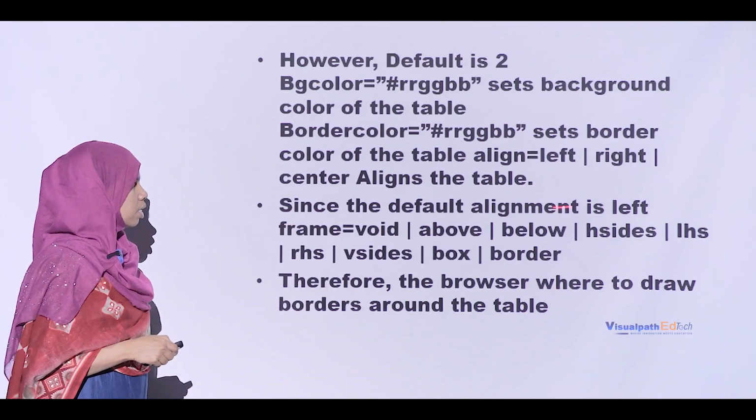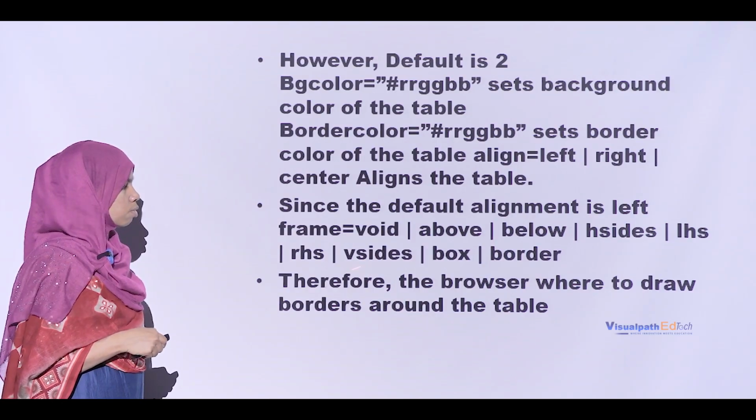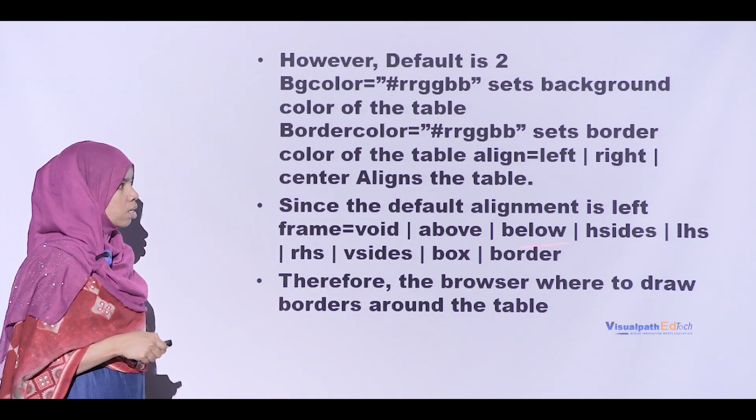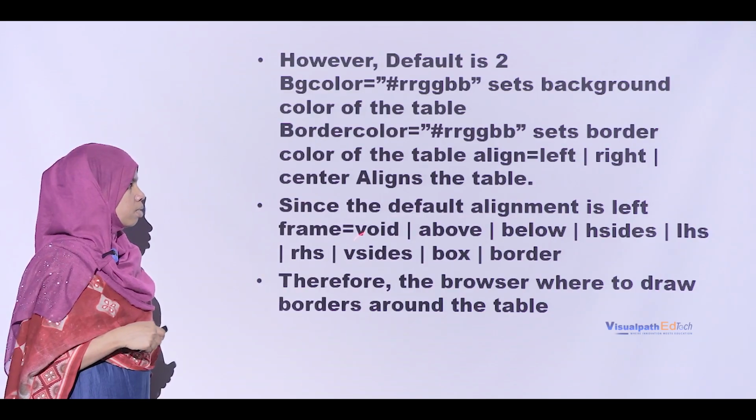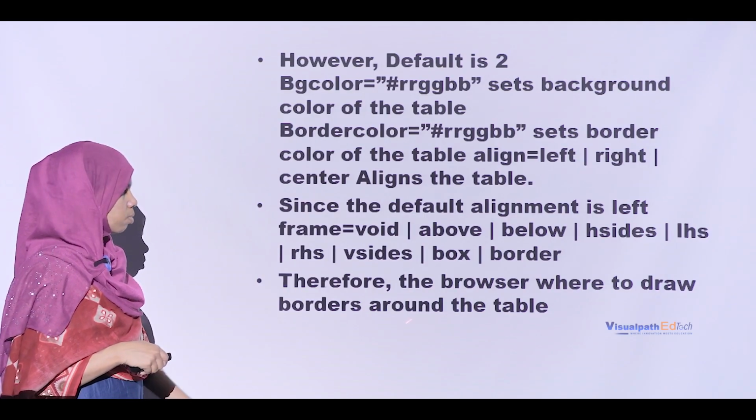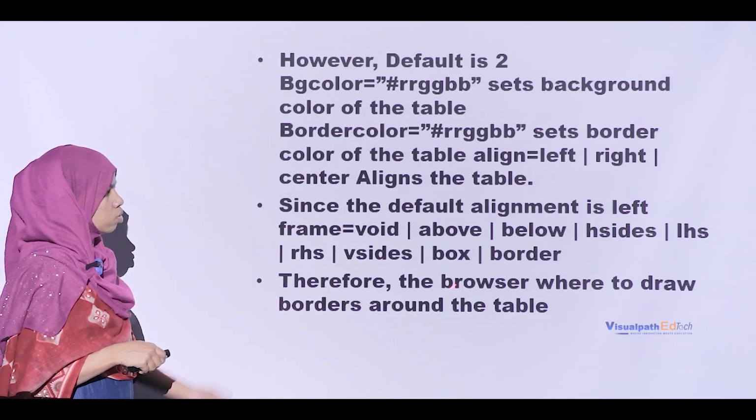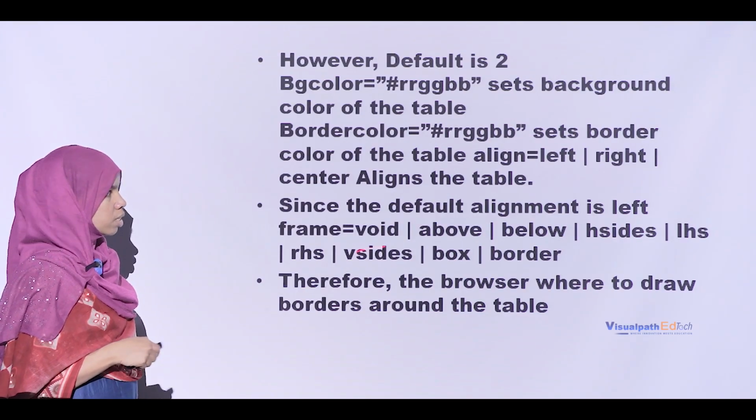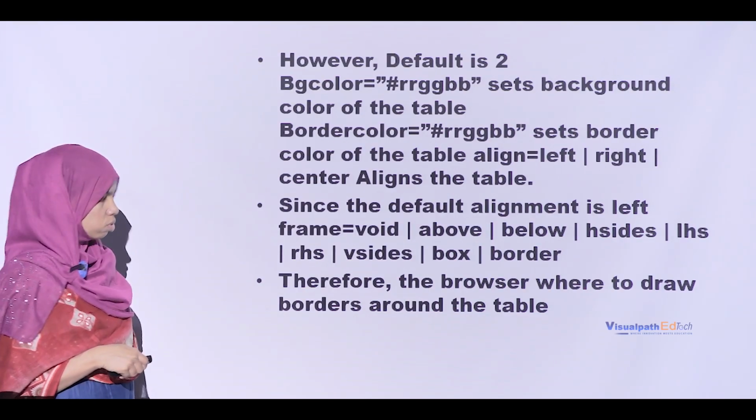The default alignment is left. You can set the frame to above, below, box, vertical side, horizontal. All of this is acceptable. This tells the browser where to draw the borders around the table. So if you need to draw borders around the table, you can do that as well.